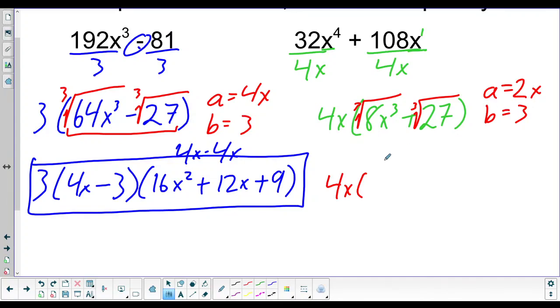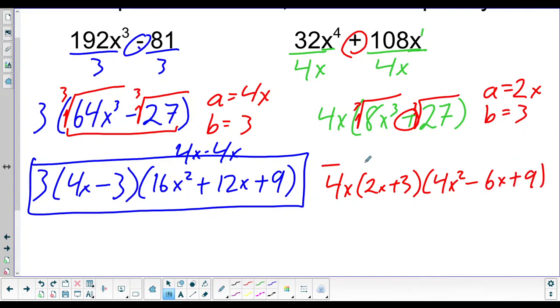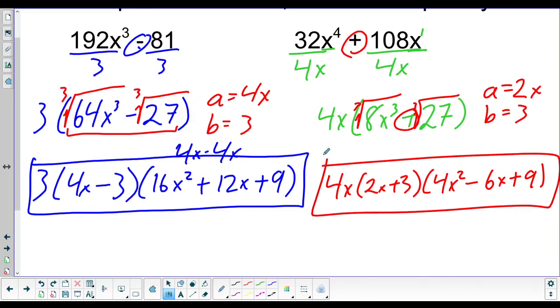Parentheses. A, same sign as the problem, B. Then A squared. 2x times 2x is 4x squared. Opposite sign from the problem, so minus. A times B, so 2x times 3. 2 times 3 is 6. Bring down your x. And then B squared, always plus, 3 times 3 is 9. And that's our answer.